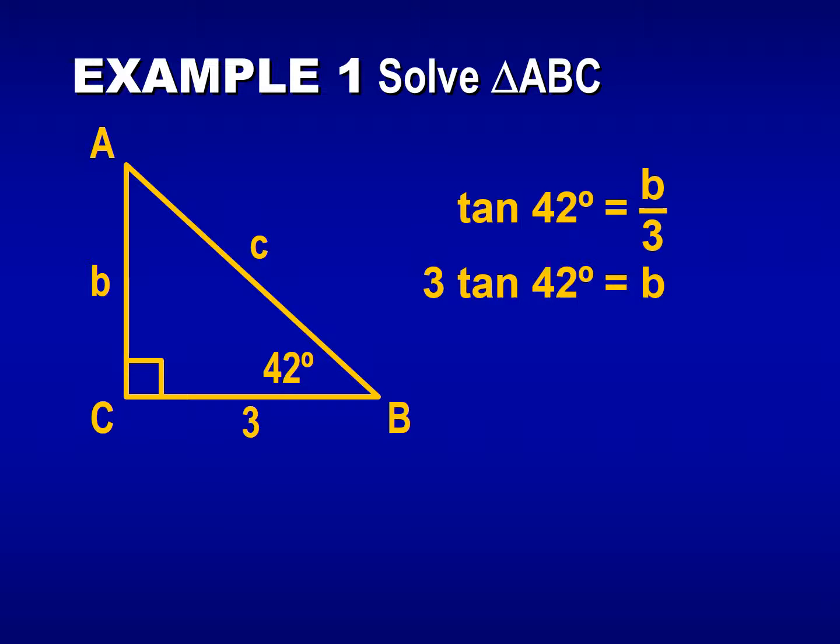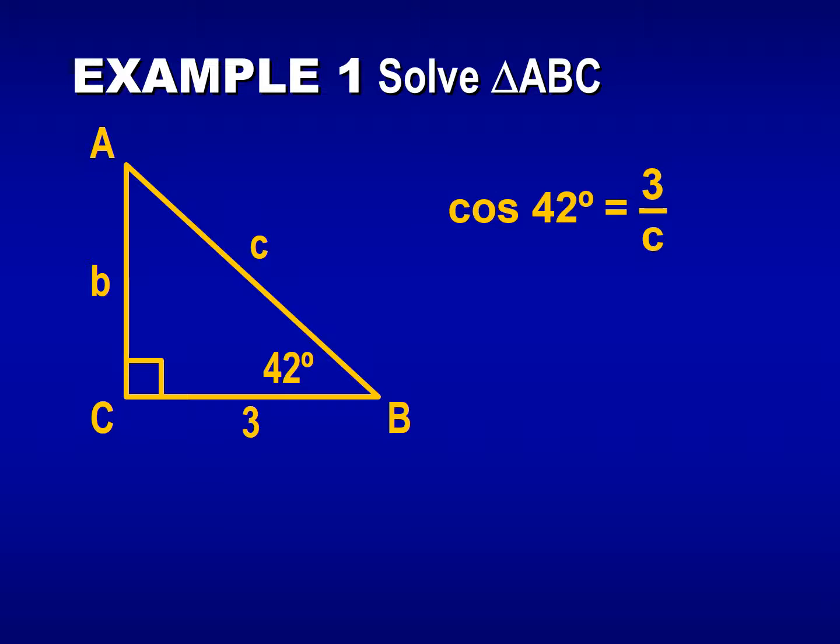And then I can use my calculator. I can plug in 3 times tangent of 42 degrees. I want to make sure that I'm in degree mode. And then I get approximately 2.7. We're always going to want to round to the tenths place, so 1 decimal place, when we're solving for sides. So now I know what side B is.